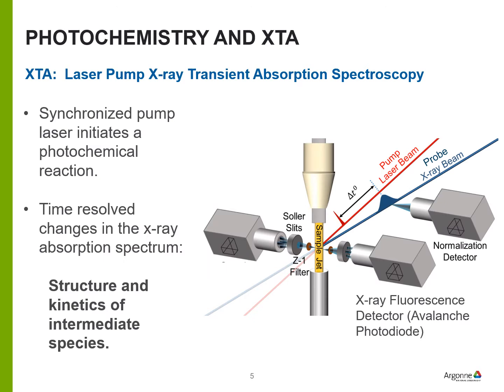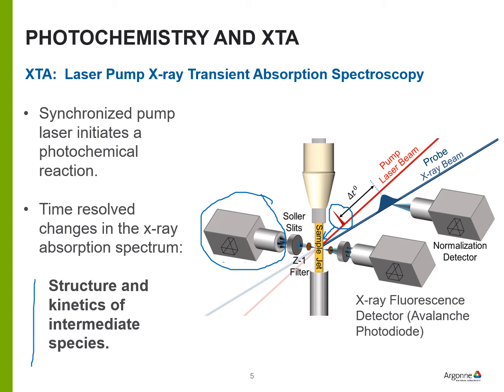Here's an example of the sample environment that we use to study photochemistry with XTA, and the idea is that we have a fast laser pulse that hits the sample and initiates a photochemical reaction. The reaction that occurs in the sample changes the X-ray absorption spectrum, and those changes are measured with these avalanche photodiodes here. And of course, these changes reflect the structure and the kinetics of the intermediate species.